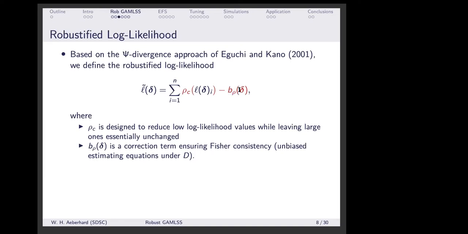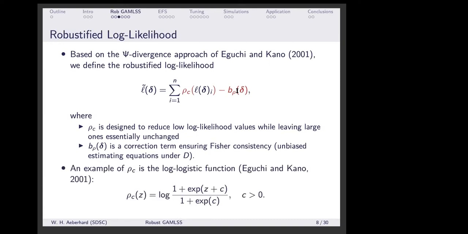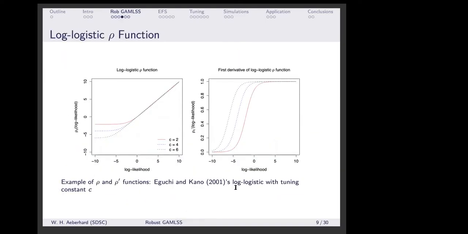This rho, I will not be discussing it too much. It's defined as an expectation. It's a bit messy because you need to approximate a unidimensional integral, but it is definitely feasible with the tools we have nowadays. I mean, within the R package we are using, it is done seamlessly in the background. An example of a rho function that works well for our task is the so-called log-logistic function that Iguchi and Kano introduced. And I'm representing it here.